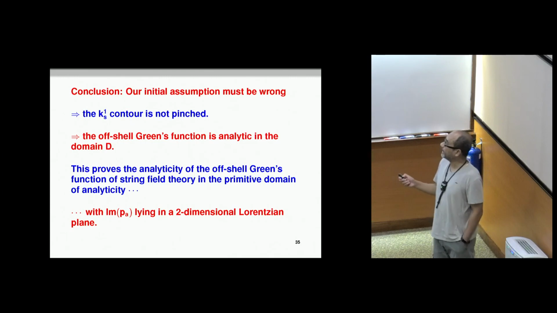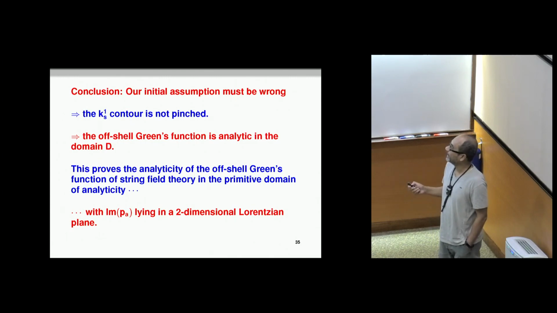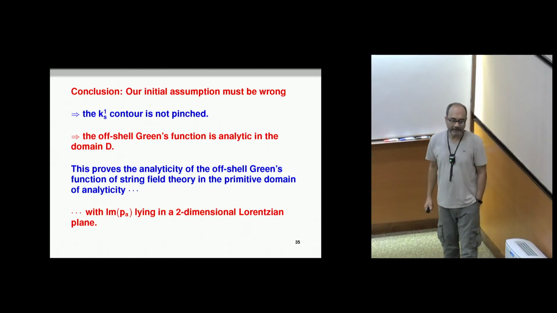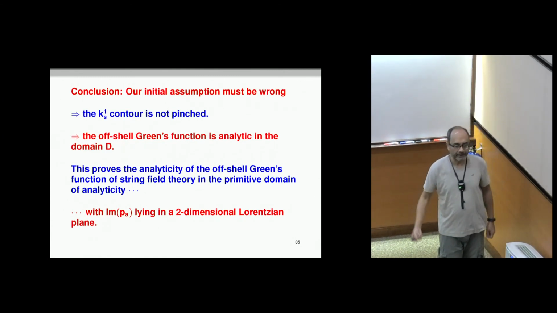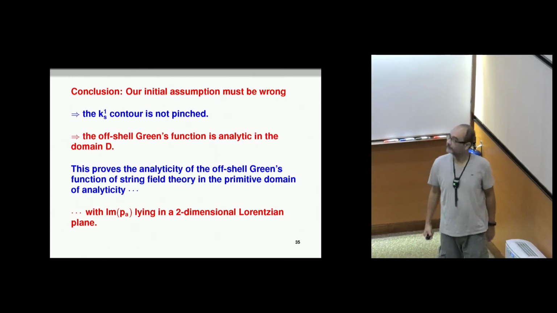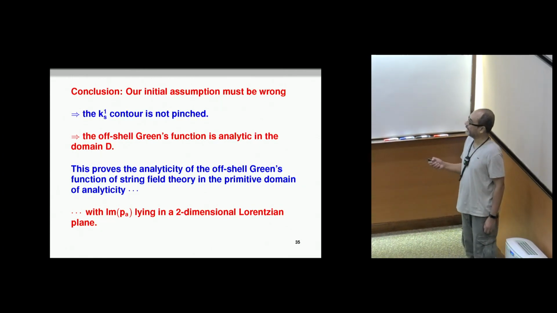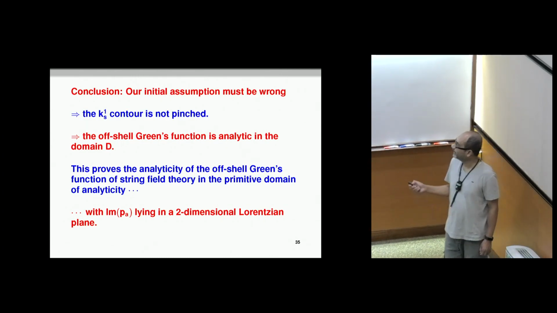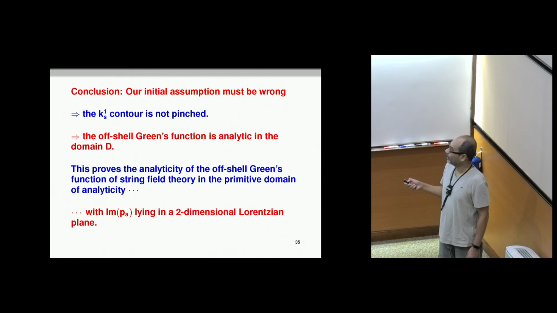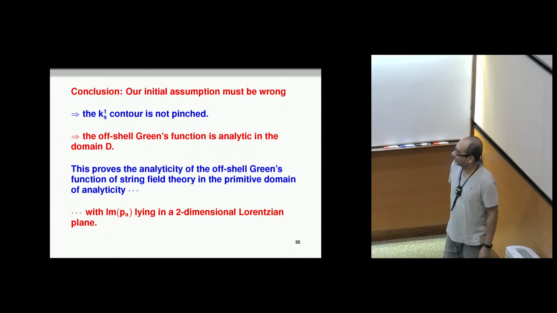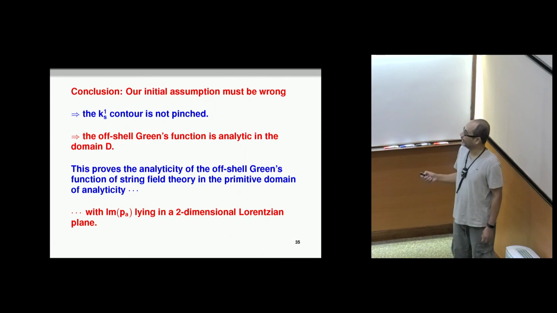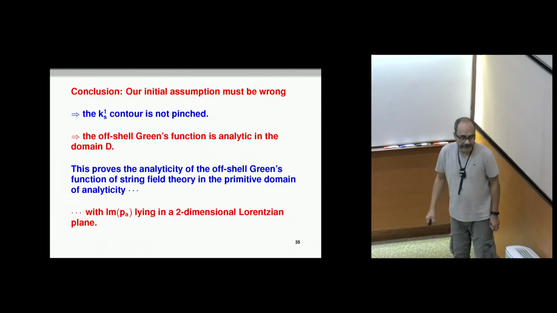So the conclusion from here is that our initial assumption must be wrong and these are not pinched, because assuming that they are pinched, we arrive at a conclusion that we violate the condition of being in the domain D. So this in turn shows that the off-shell Green's function is analytic in the domain D. And of course, with this qualification that imaginary P_L lies in a two-dimensional Lorentzian plane, this proves the analyticity of the off-shell Green's function of string field theory in the primitive domain of analyticity.